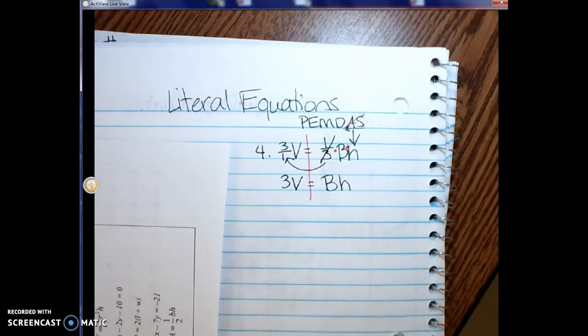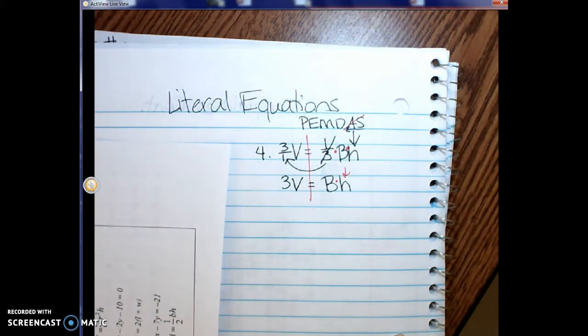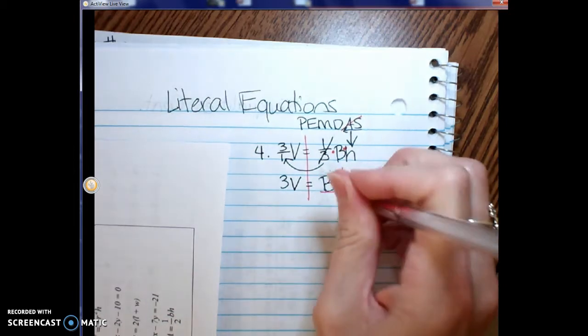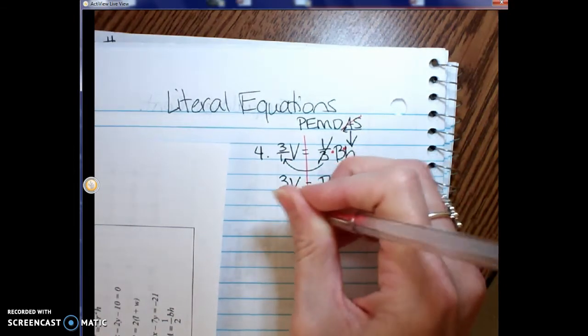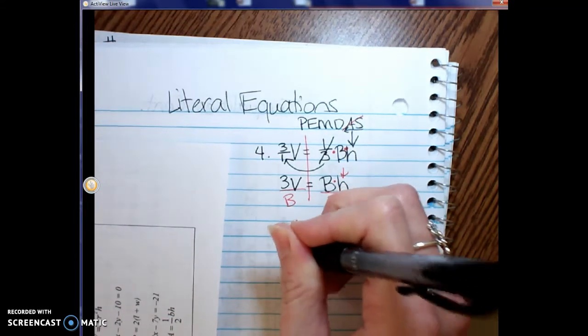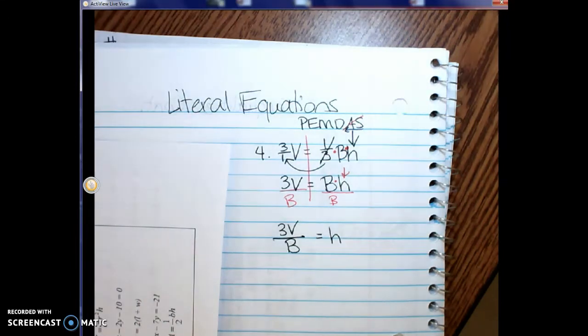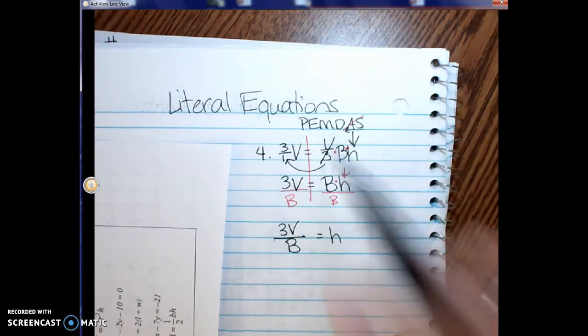Still going through and solving for h. Again, we said b is being multiplied by h. So since this isn't a fraction, I'm just going to divide it to move it. So now I'm going to divide both sides by b. And I end up with my final answer, 3v over b equals h. Again, you're not combining much for these problems. You're literally just taking the information and copying it down into the next step.